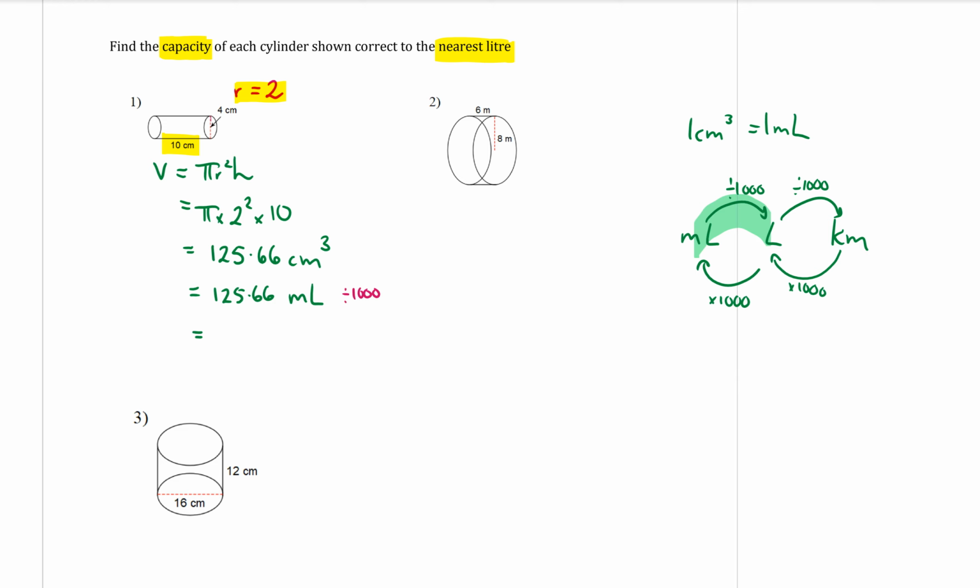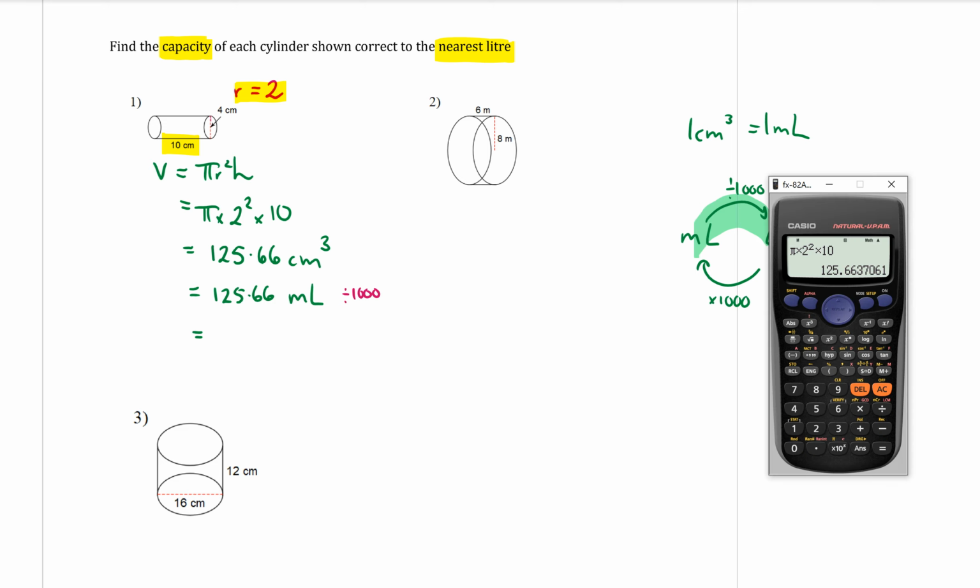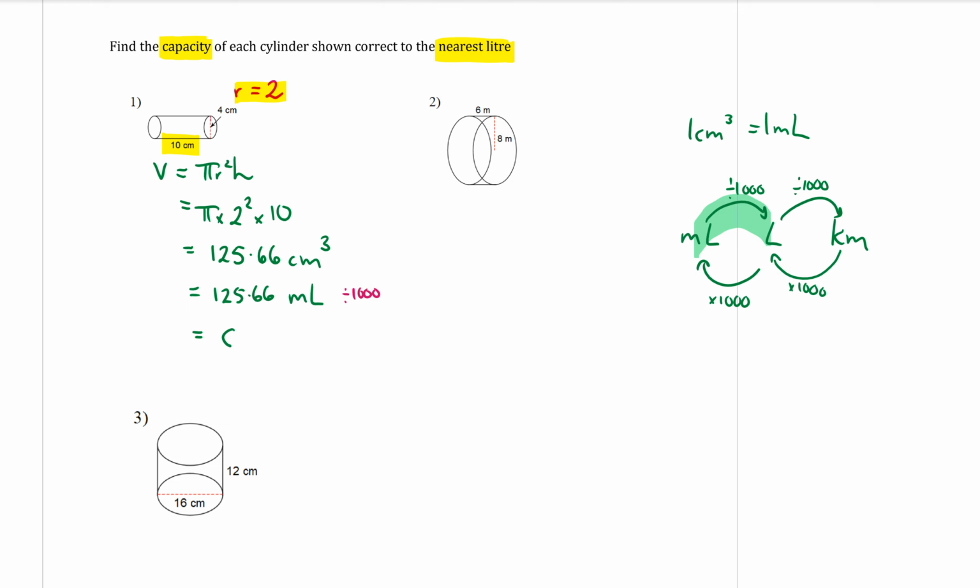And when you divide that by 1000, I've already got that number in my calculator, so I can just press divide 1000 equals 0.125 or 6 litres. And there's a bit of a problem because it says to the nearest litre. To the nearest litre, that would actually be 0 because it would all round down to 0 litres. It's a bit of a funny question, wasn't it?